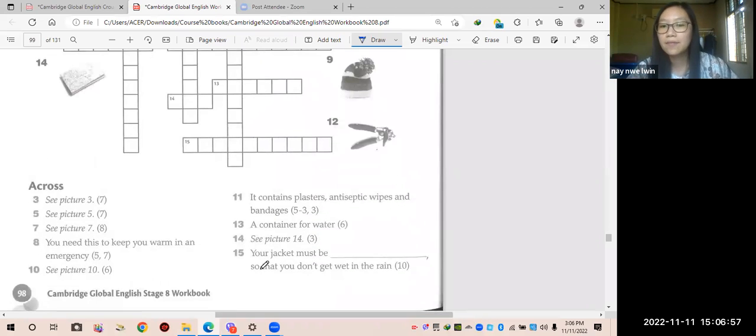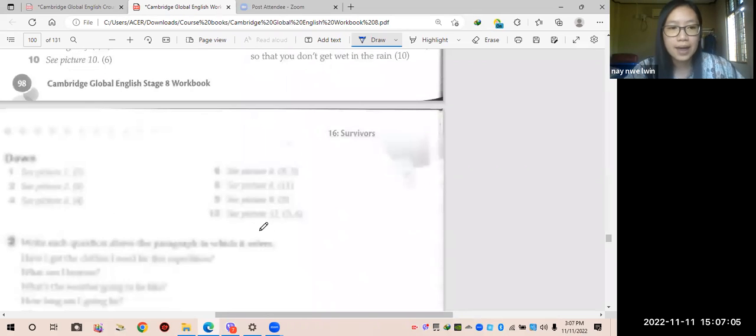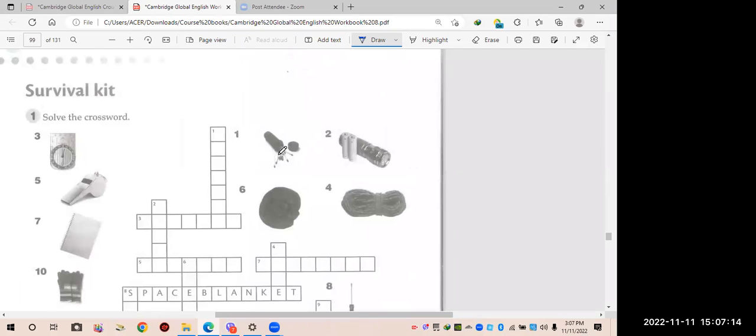So there is a map. And 15, your jacket must be blank so that you don't get wet in the rain. So what is that? Waterproof. Yes, correct. And we'll move to the down one. So number 1 is see picture 1. Picture 1, what is that? Mattress. Mattress, correct.